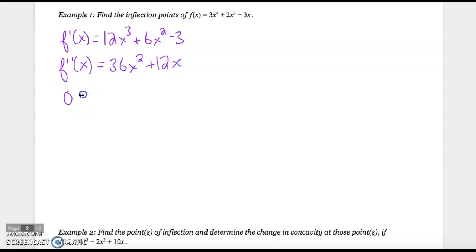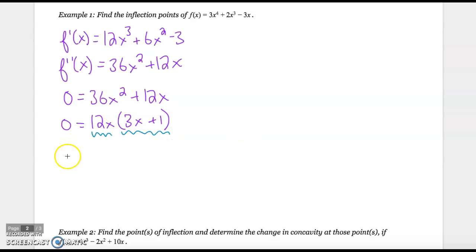And then I set it equal to 0, or see where it does not exist, but this exists everywhere because it's a polynomial. Factor out a 12x, it looks like. And then you want to find your solutions. Remember, when we find our solutions, you're just figuring out where both of these things equal 0.